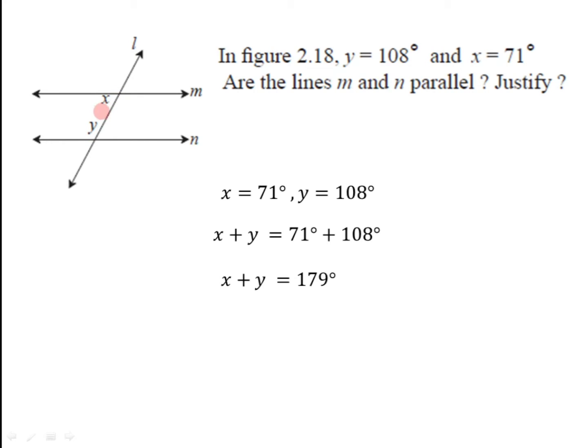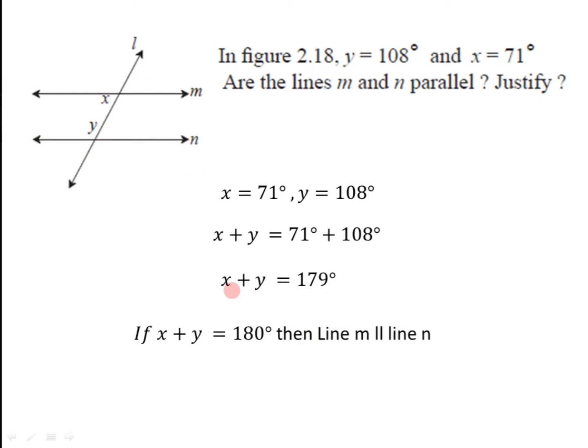So if these two lines are to be parallel, then these two interior angles must be supplementary. Then only by using interior angles test we can conclude that these two lines are parallel. Now as we can see, sum of their measures is not 180 but it is 179 degree. If it would be 180 degree, that is x plus y is equal to 180, then in that case line M would be parallel to line N.